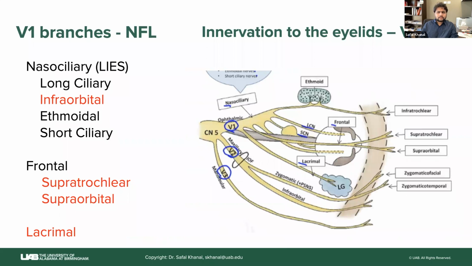Let's look at the innervation to the eyelids next. Now, if you remember the ophthalmic branch, which is V1, the first branch of the trigeminal nerve, divides into three different branches. You can remember this by the mnemonic NFL: nasociliary, frontal, and lacrimal. And nasociliary itself divides into four different branches: your long ciliary nerve, short ciliary, infratrochlear, and then your ethmoidal nerve.